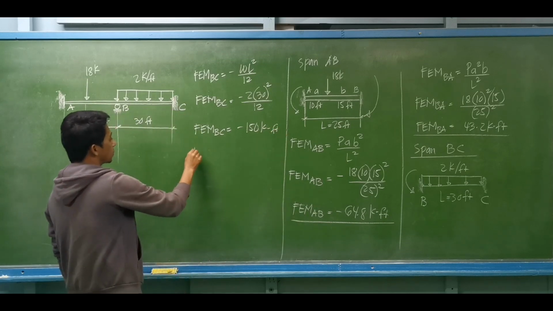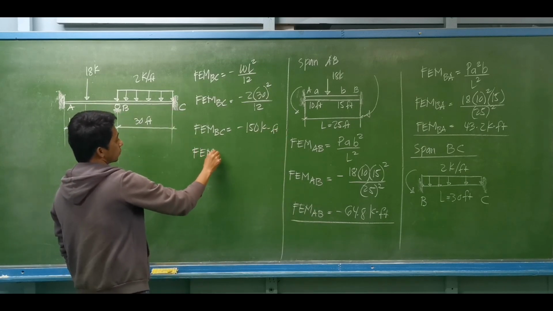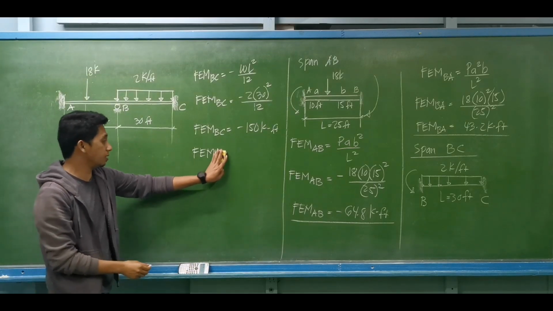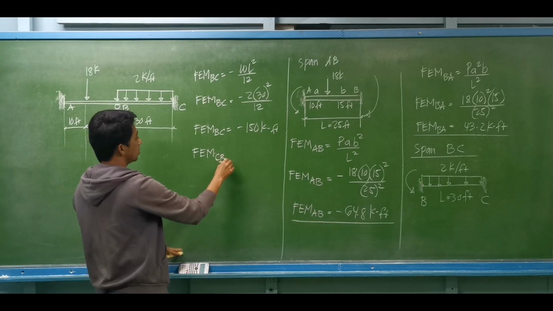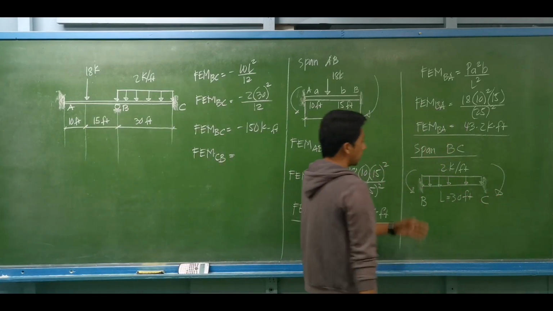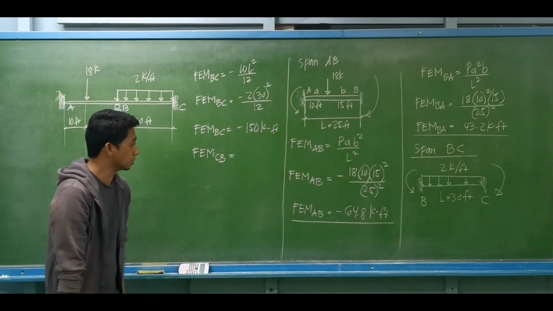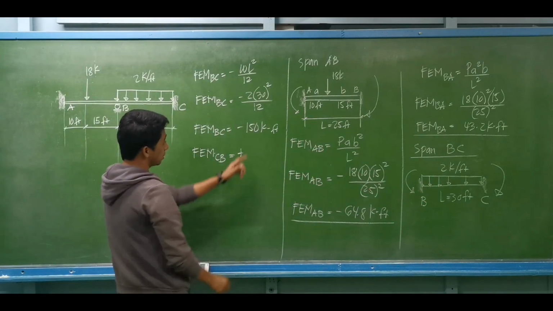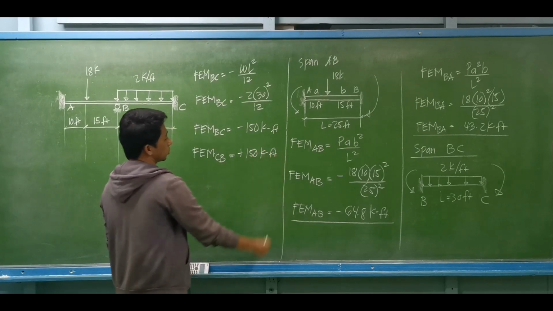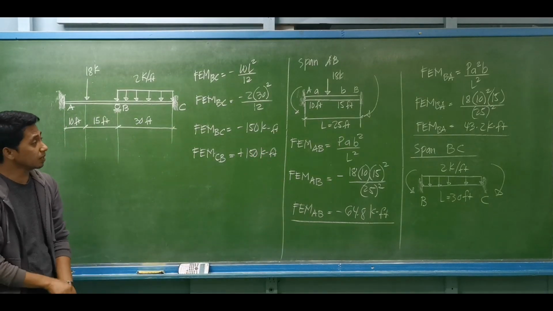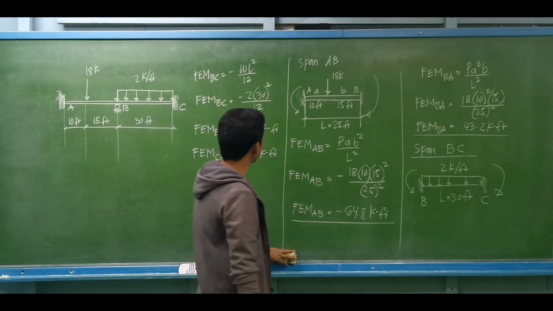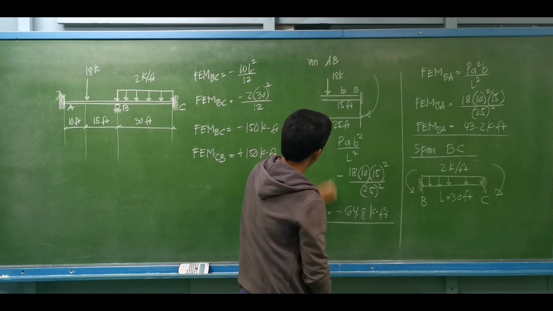We'll have the same magnitude for the fixed end moment on the other end, that is for span CB. We just assume that it is clockwise, and clockwise moments in our sign convention are positive. So the same magnitude, positive 150 kips-foot. So those are our fixed end moments. Now let us establish our equations for the moments.